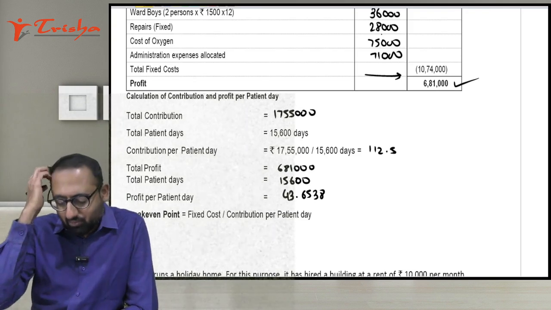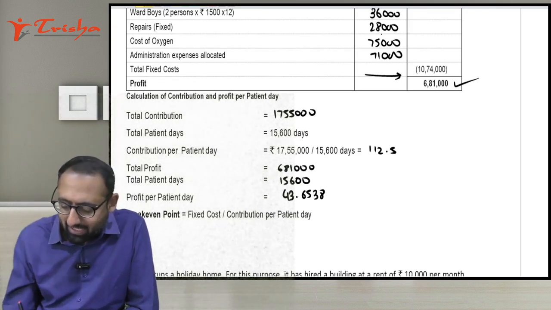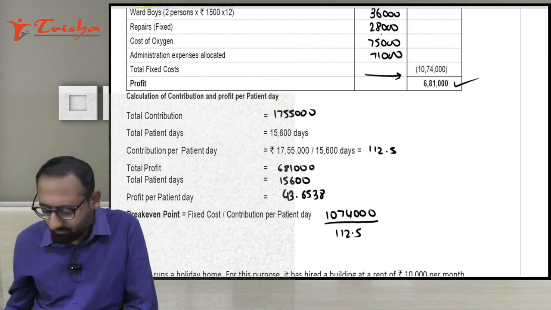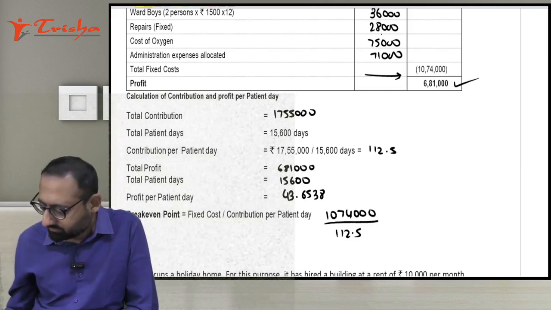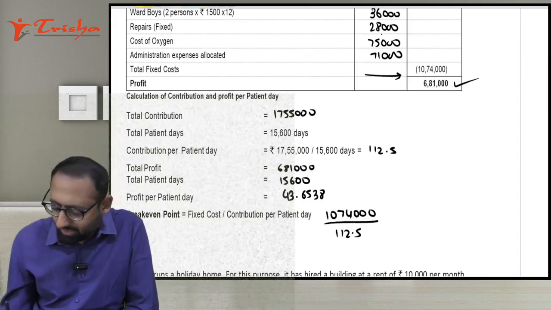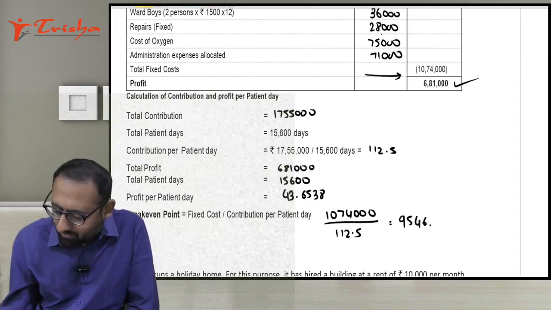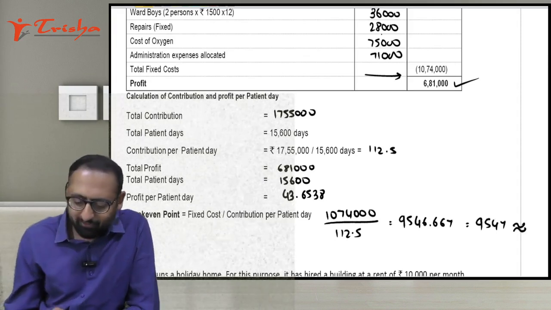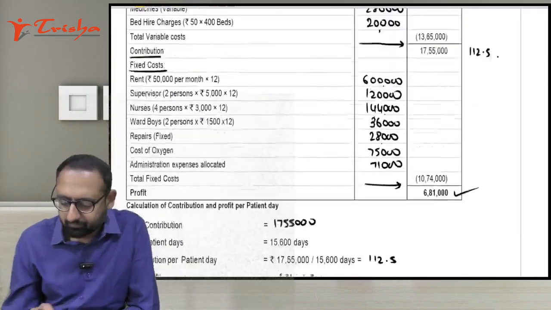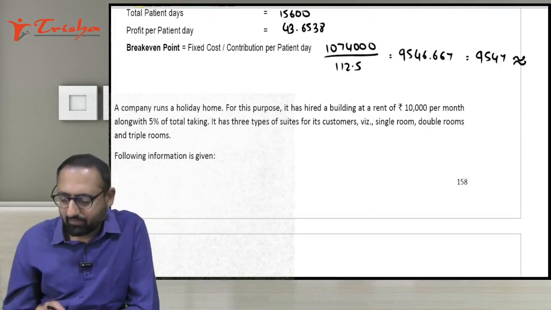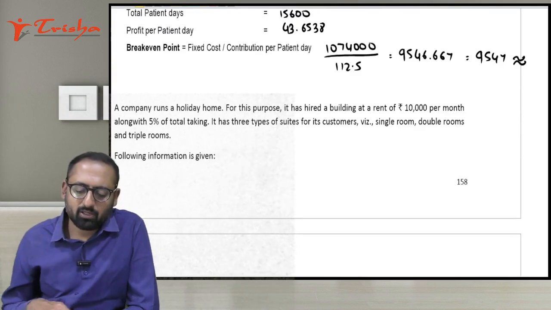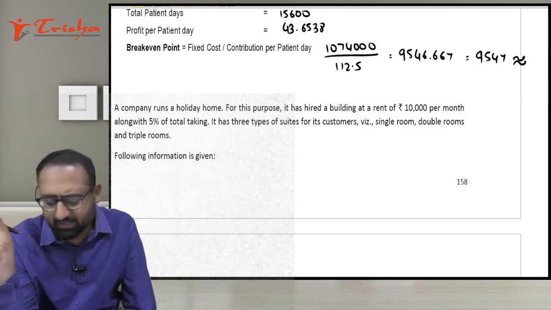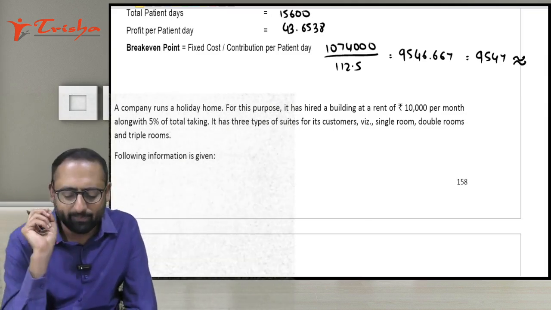Now the last calculation: break-even point you need to calculate. Total fixed cost is 10,74,000 divided by 112.5. Your answer comes to 9546.667, obviously 9547 approximately. Correct me if I'm wrong. 9,547 is approximately your break-even point, guys. 9546.66667, correct me if I'm wrong. 9547 approximately I have written there.